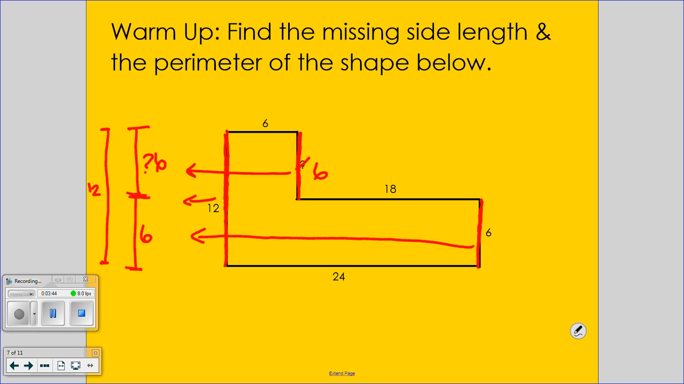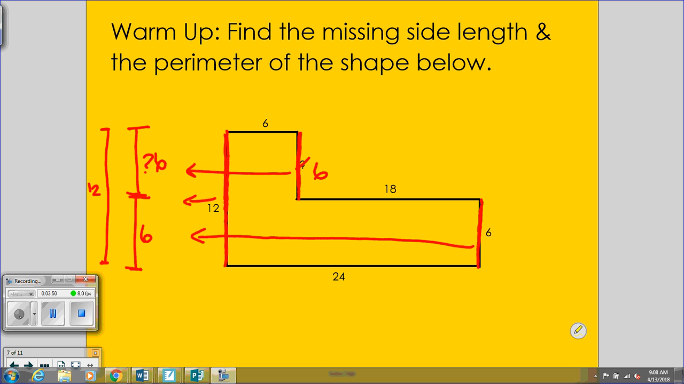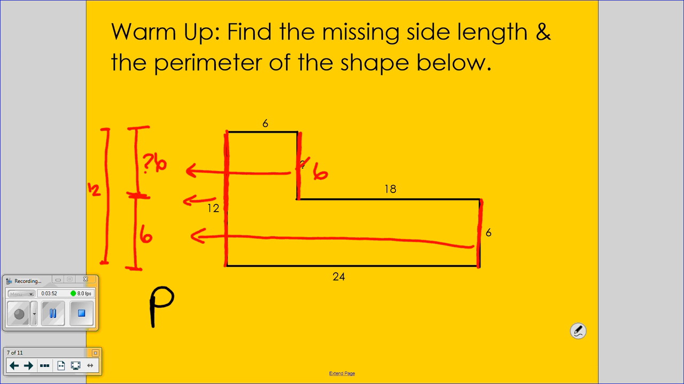Alright, if you haven't finished the perimeter, do that now. If you have, just be patient, please. Perimeter equals, let's take a walk around my shape. Where would you like to start, Damien? At the 6. We have a lot. On the top. Okay. So we have 6 plus 6 plus 6 plus 18, plus, ooh, big number.